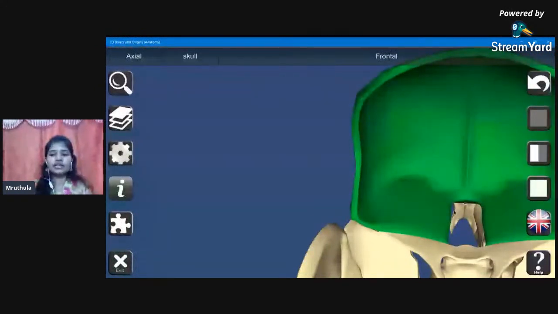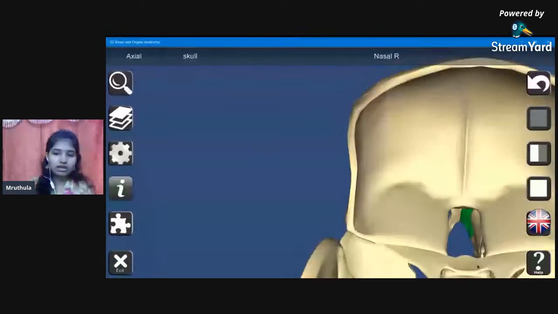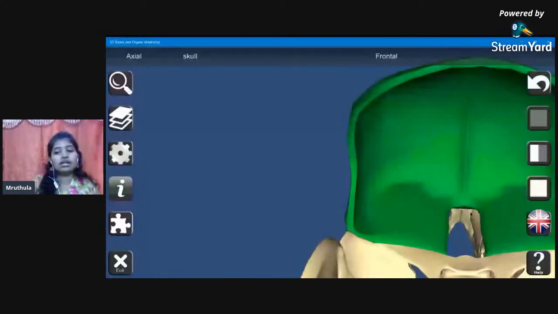So here, this open area that you can see in the middle, you can follow my cursor. That region, there we would have a structure called cribriform plate. Okay, cribriform plate. Cribriform plate is actually a plate with fine openings in it. Okay, that is also a part of the ethmoidal bone.